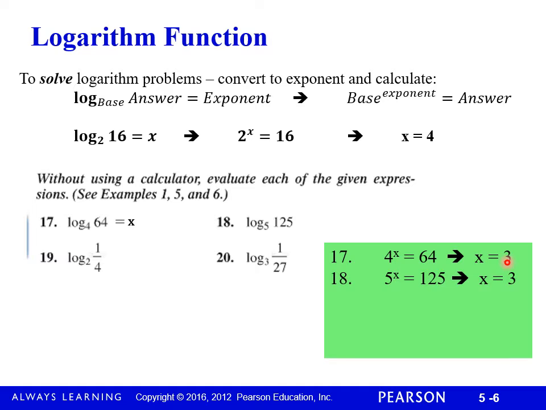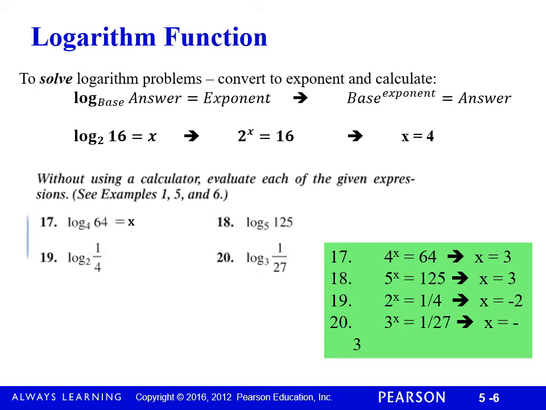18 is 5 to the power of x equals 125, and we get x equals 3. 19 is a little confusing. So we get 2 to the power of x equals 1/4. Well, remember that 1/4 is 1 over 2 squared. And remember, we can take the 2 squared in the denominator to the numerator by changing the sign of the exponent. So 1 over 2 squared is the same as 2 to the negative 2. And then we see that we have 2 to the x equals 2 to the negative 2, so the exponents have to be equal.